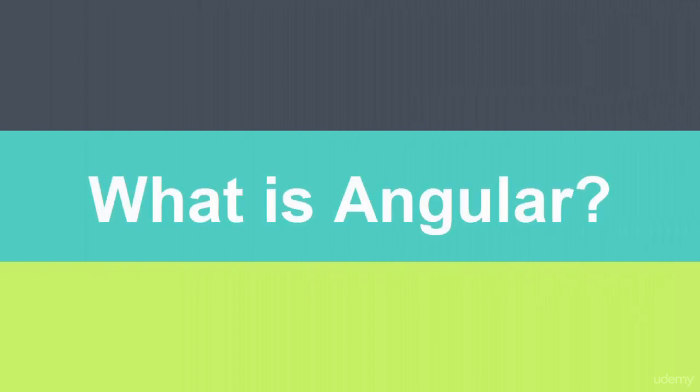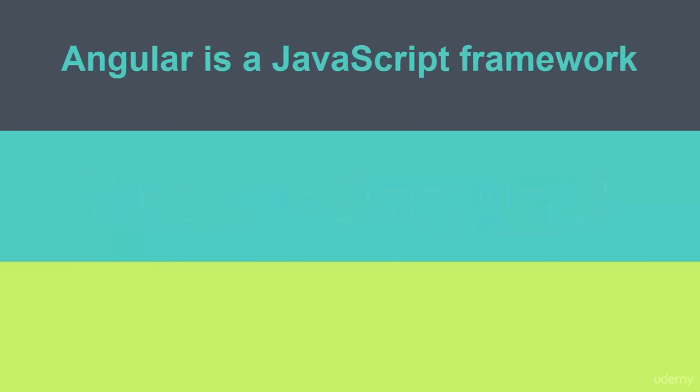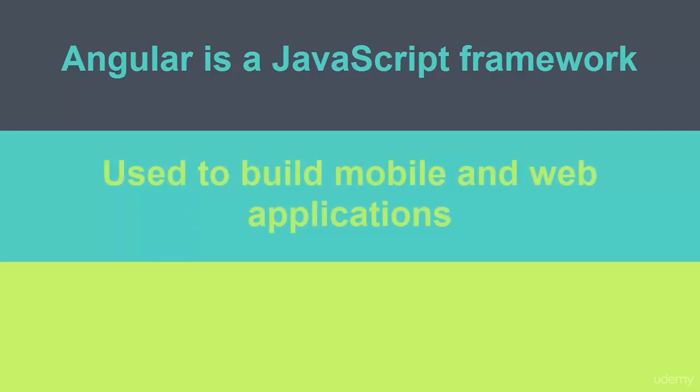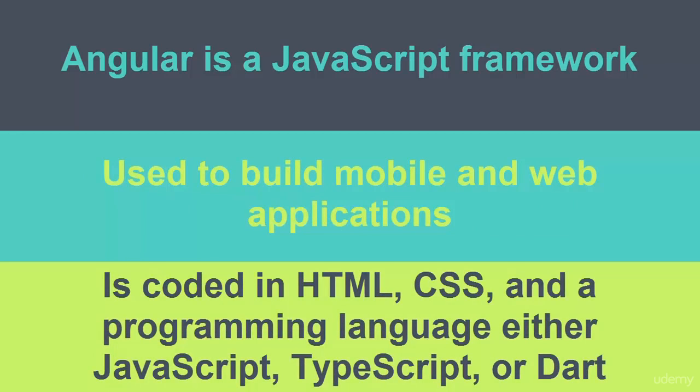As we begin our study, let's take a look at Angular from 10,000 feet, where we can see that fundamentally, Angular is a JavaScript framework, and it's used to build mobile and web applications. And Angular is coded in HTML, CSS, and a programming language such as JavaScript, TypeScript, or Dart. These features and more have made Angular so appealing to thousands of developers across the globe.